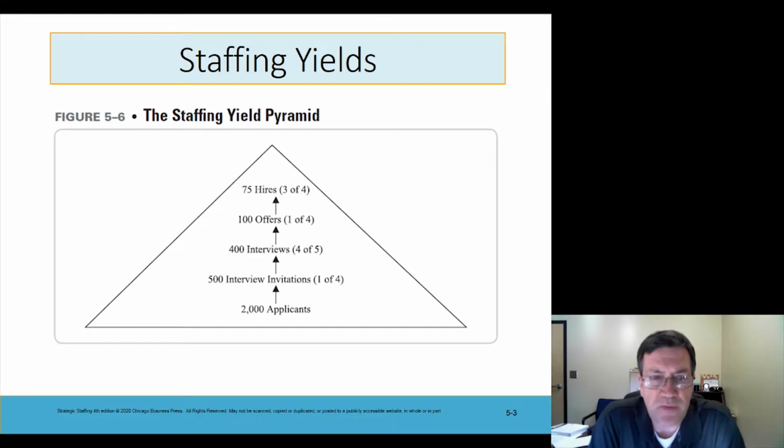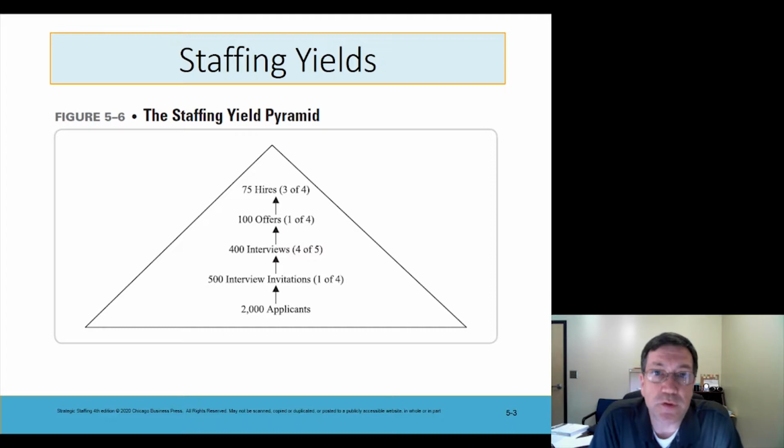Looking at it from the shape of a pyramid here, let's look at what this tells us from figure 5-6 in our textbook. We start from the bottom and we work up. Let's say that we have 2,000 applicants for a particular job. Obviously, we're a national company, very, very well respected. People want to work for us. We post a job and we have 2,000 people who apply.